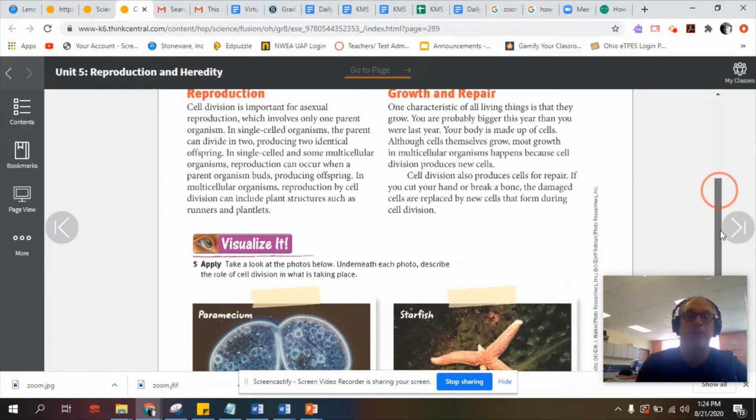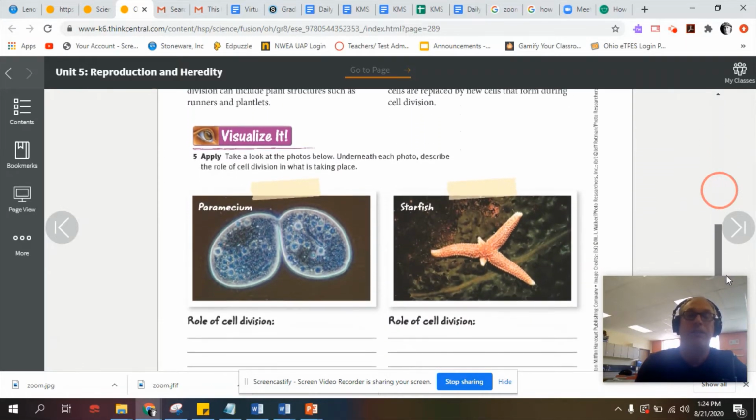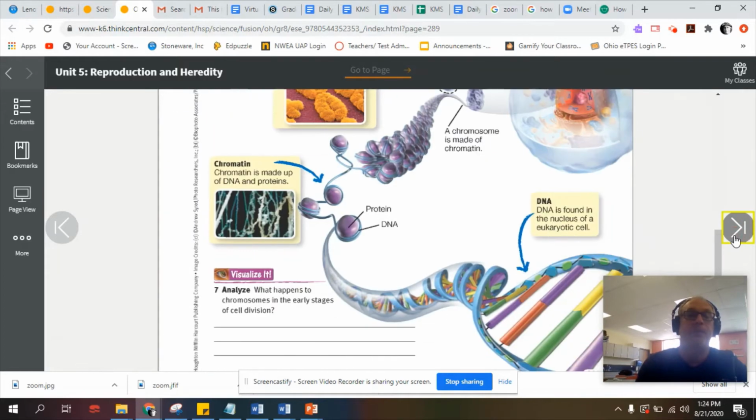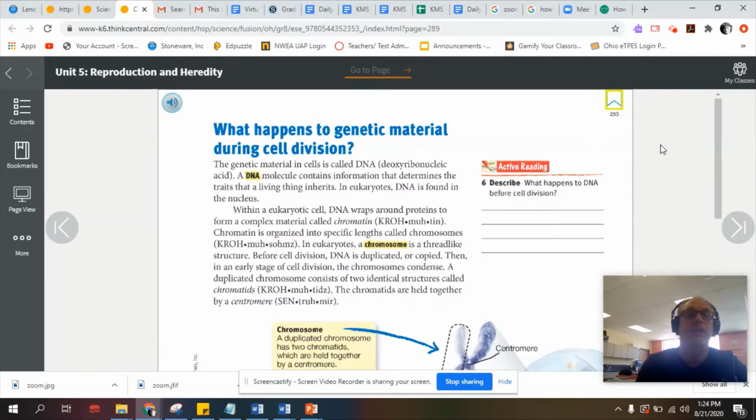cell division. And you can see down here, this will be on your textbook questions, okay? So you have to be looking at these organisms and talk about it, okay? All right, let's go on to the next page.